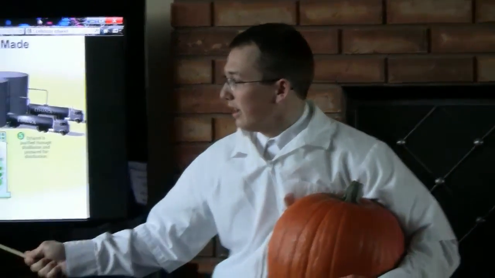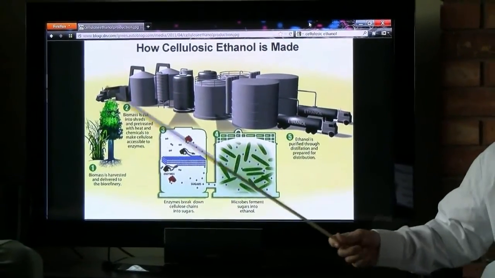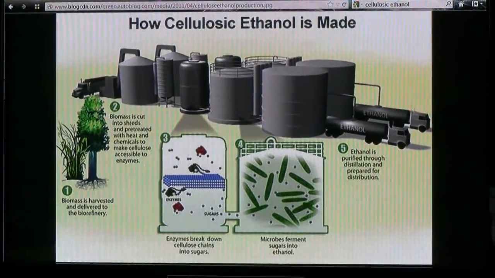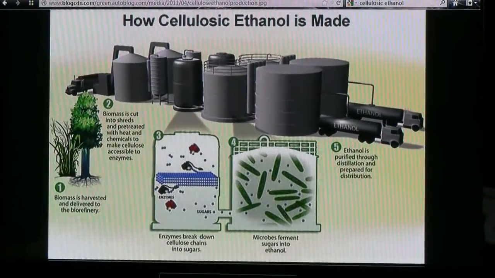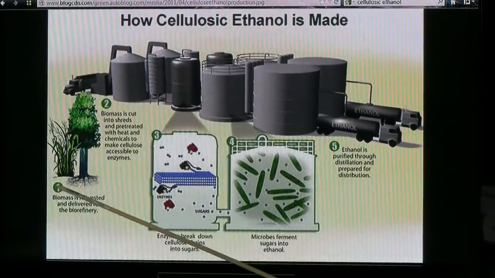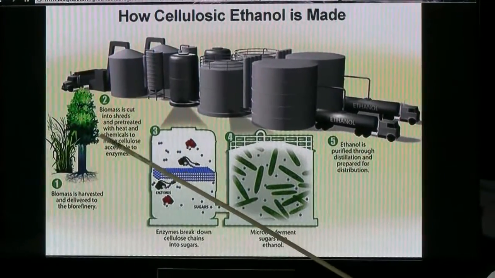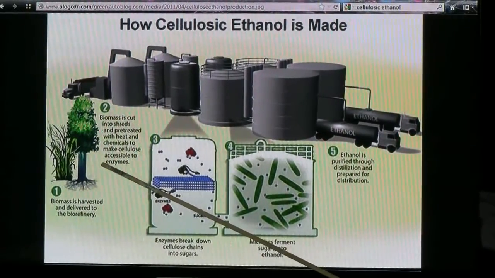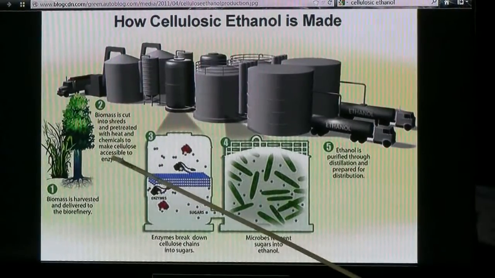We're going to start out today by running through the process that it takes to make cellulosic ethanol. One, biomass is harvested and delivered to the biorefinery. Biomasses consist of anything from wood products and cardboard to switchgrass and, most commonly mentioned, corn stover. After the biomass is produced, it is delivered, cut into shreds, and pre-treated with heat and chemicals to make cellulose accessible to enzymes. There are different forms and processes, so it's either going to use the heat or the chemicals.